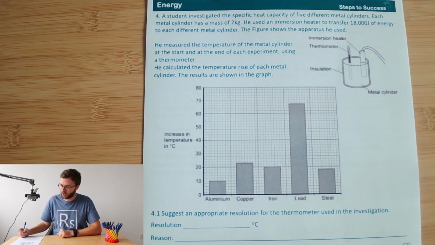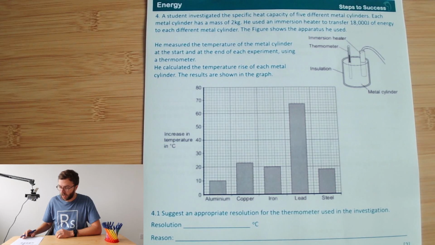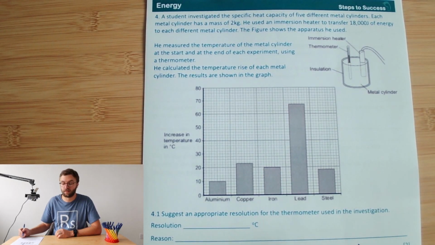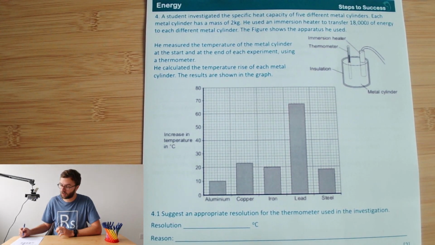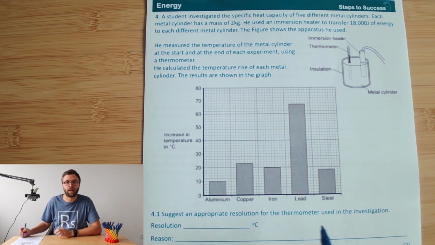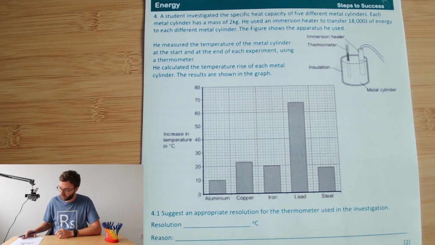So here we have question 4. In this one, a student is investigating the specific heat capacity of 5 different metal cylinders, each metal cylinder having a mass of 2 kilograms. They use an immersion heater and they transfer 18,000 joules of energy to each of those different metal cylinders. And you can see the setup there. And they're measuring the temperature of the metal cylinder at the start and at the end of each experiment using a thermometer. And then they can use that to calculate the temperature rise, which you can see on the graph.